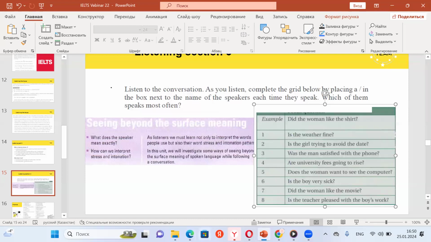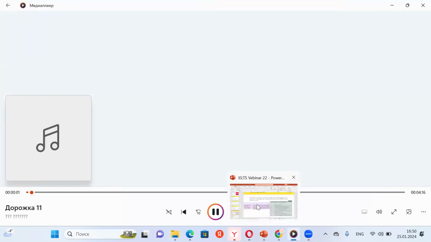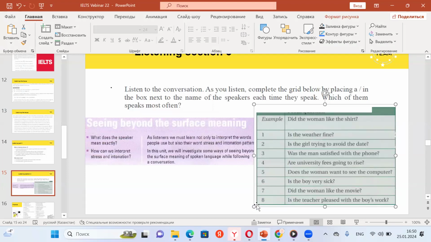Итак, 1 second. It should be this one. Unit 5. Seeing beyond the surface meaning. Unit 5, Extract 1. Yes or no? Listen to the example first.